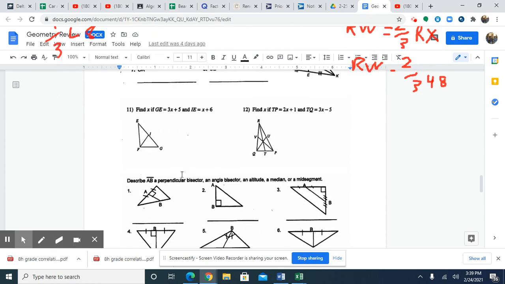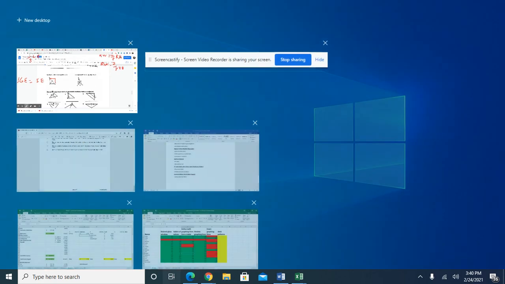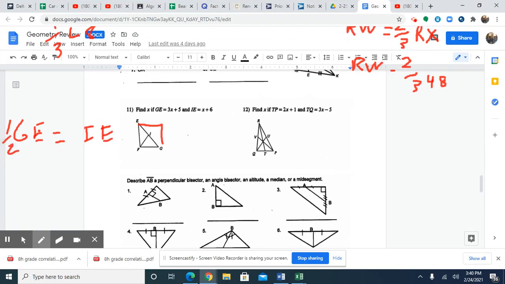So putting this into a formula, we can try to say, what is x if GE is 3x plus 5 and IE is x plus 6? So again, looking at the relationship, we can see that GE and IE is going to be equal to half of the entire thing, because we have a median which splits this in half. So these two sides are equal. So IE is 1/2 of the entire thing.